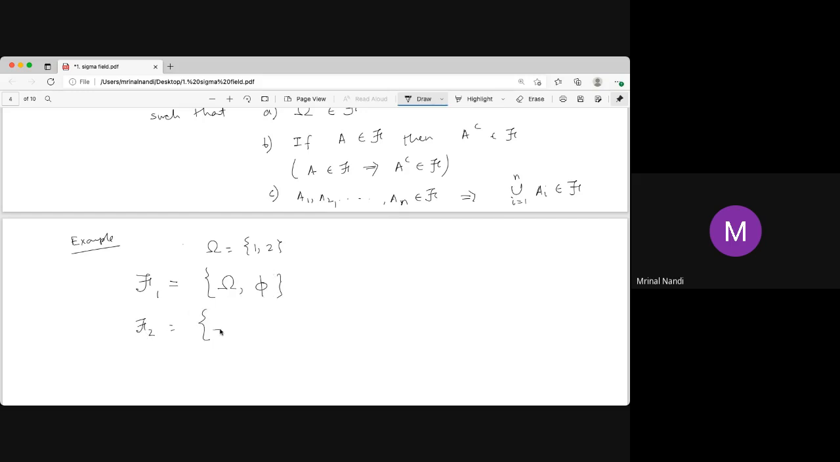One more algebra is like that. You have to take these 2, and you just take this set. And once you take this set, you have to take the complement of that. The complement of the set containing 1 is just the set containing 2.